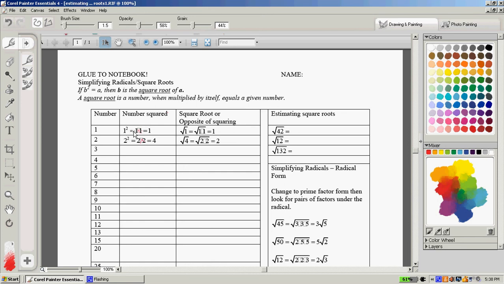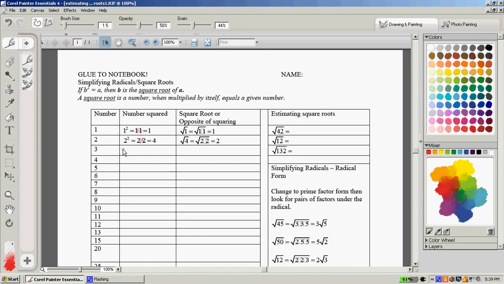So 1 squared is equal to 1 times 1, which equals 1. 2 squared equals 2 times 2, which equals 4. I want you to fill out the rest of this chart. I'll do 2 more examples with you, and then I want you to pause the video and fill out the rest of the chart on your own.